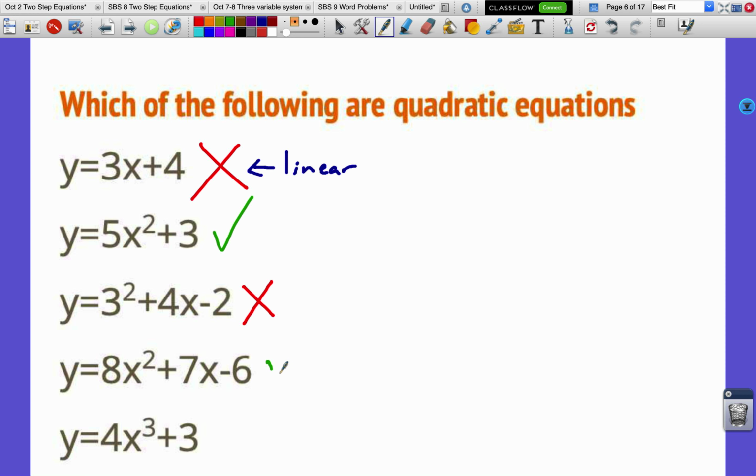The next one is a quadratic. This one does have that linear term. And then the last one, nope, the biggest exponent is a 3. The word for this one is cubic. If the biggest exponent is a 3, it's now cubic.